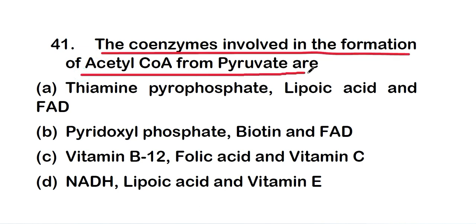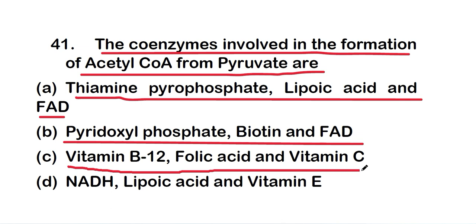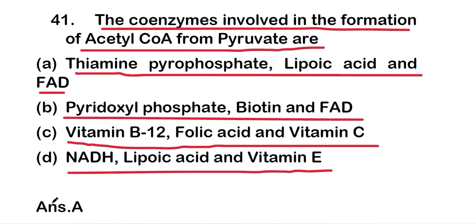acetyl CoA from pyruvate are: option A, thiamine pyrophosphate, lipoic acid and FAD; or option B, pyridoxal phosphate, biotin and FAD; or option C, vitamin B12, folic acid and vitamin C; and option D, NADH, lipoic acid and vitamin A. So the right answer is option A, that is thiamine pyrophosphate, lipoic acid and FAD. So the coenzymes involved in the formation of acetyl CoA from pyruvate are thiamine pyrophosphate, lipoic acid and FAD.